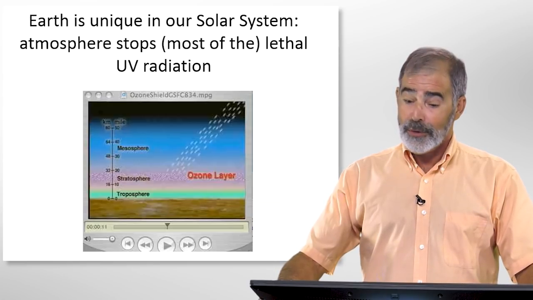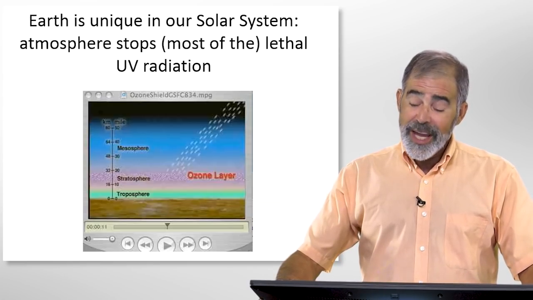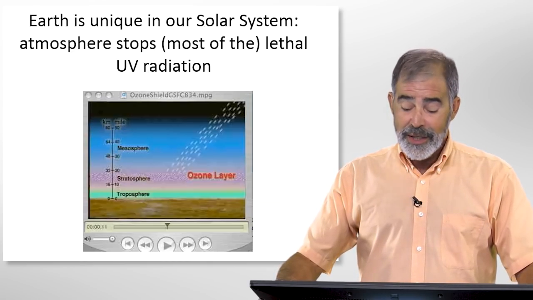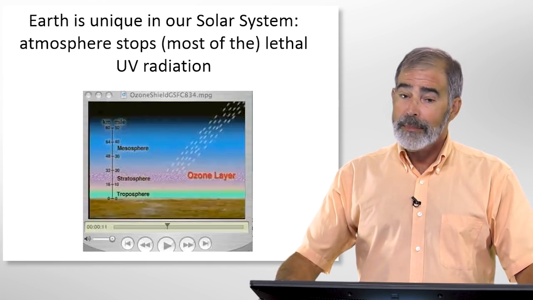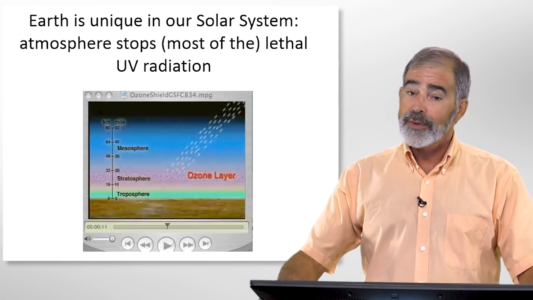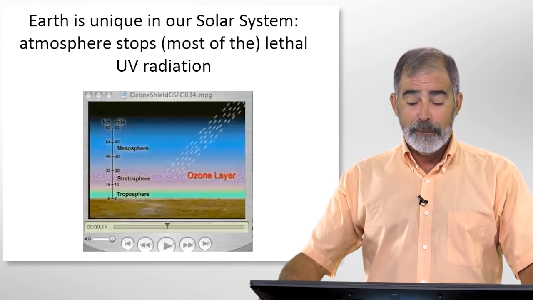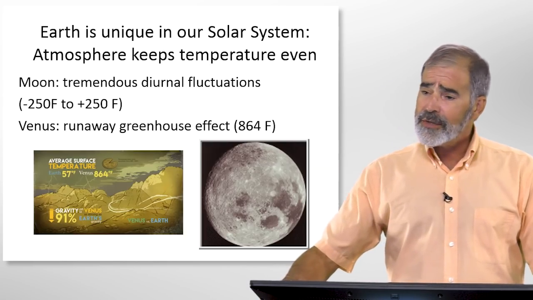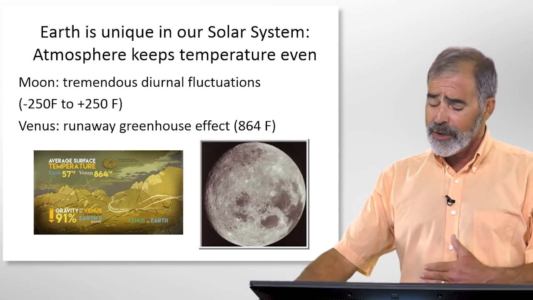Another aspect for our planet system is that we have an atmosphere that stops fairly lethal ultraviolet radiation. In the second layer of the atmosphere, or the stratosphere, there's an ozone layer, and that helps protect life on the planet's surface. Earth is also unique because the atmosphere is just right, keeping the temperature even.